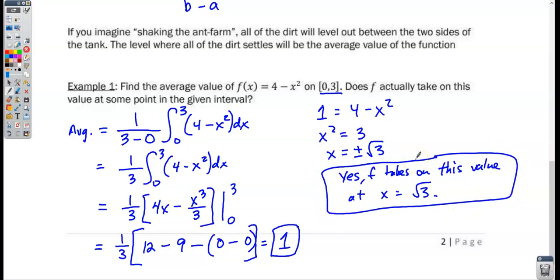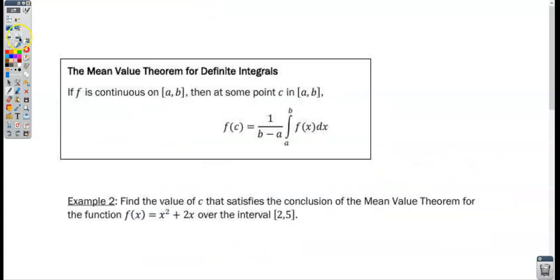Now the second question in this first example was kind of leading us in the direction of what we're going to talk about next, an important piece of calculus theory, which is actually a revised, slightly different form of something that you've already seen way back in Unit 5. So, top of the next page, the mean value theorem for definite integrals. If f is continuous on the closed interval from a to b, then at some point c in the closed interval from a to b, f of c is equal to 1 over b minus a times the integral from a to b of f of x dx.